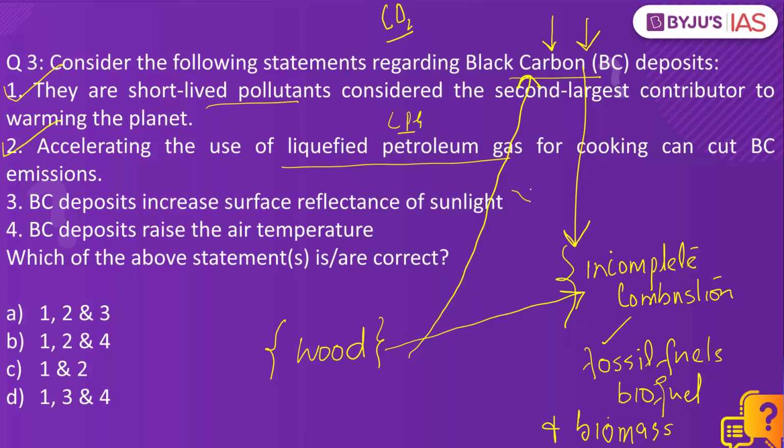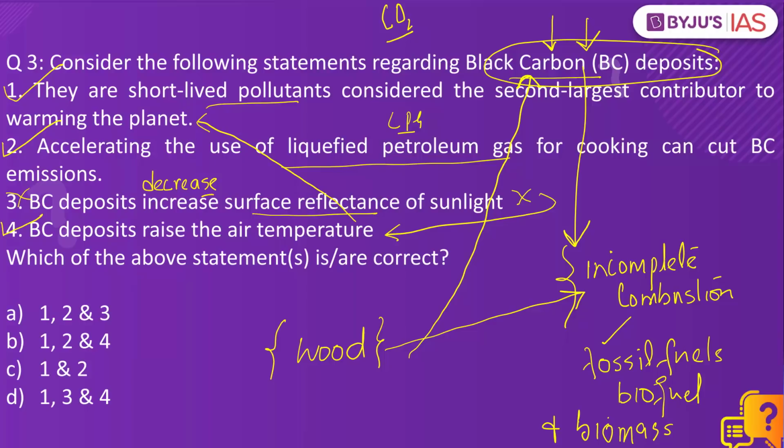Statement 3 is incorrect. Why? What is the surface reflectance? It's basically the amount of light which is reflected by the surface of the earth. Because of these black carbon deposits, they decrease the surface reflectance of sunlight, which leads to an increase in the air temperature, and that is why it leads to global warming. So statement 3 is incorrect. Statement 4 is correct because these black carbon deposits raise the air temperature. So 1, 2, 4, B is the right answer.